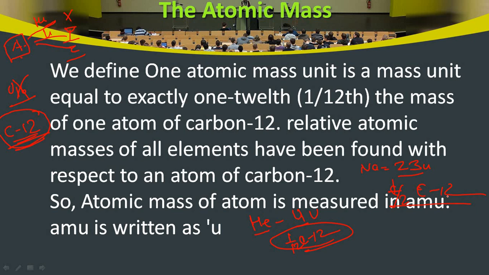I stated that helium atomic mass is 4 unit. It means helium is 4 times heavier than 1/12 of the carbon 12 atom. If I say that sodium atomic mass is 23, it means this sodium is 23 times heavier than 1/12 of the carbon 12 atom. So we can see atomic mass is the number of times an atom of an element is heavier than 1/12. For example, sodium atomic mass is 23. It means sodium is 23 times heavier than 1/12 of carbon 12 atom.